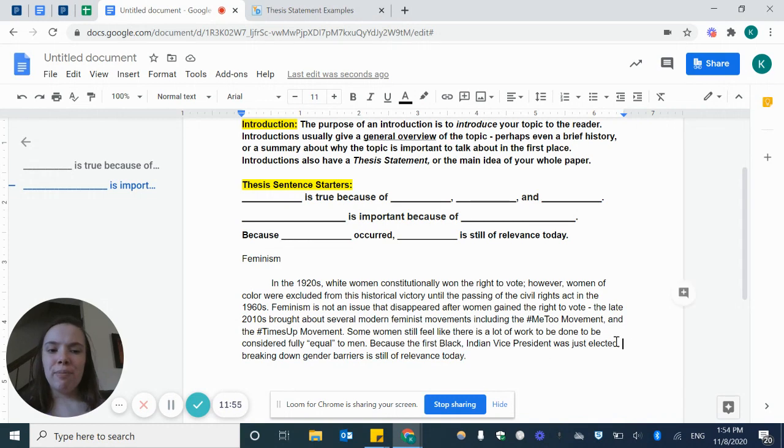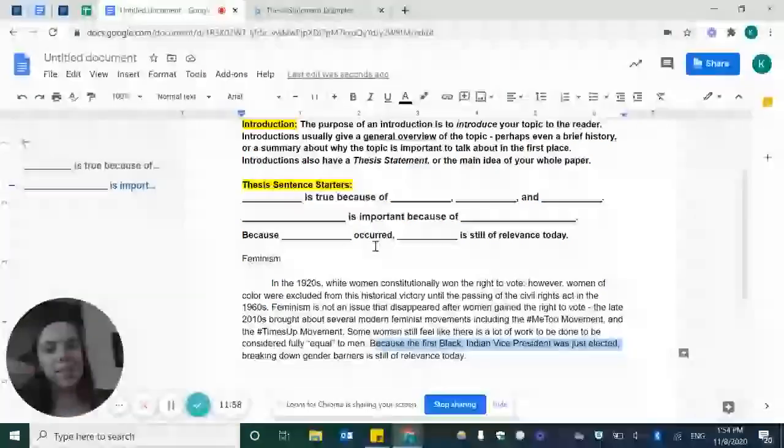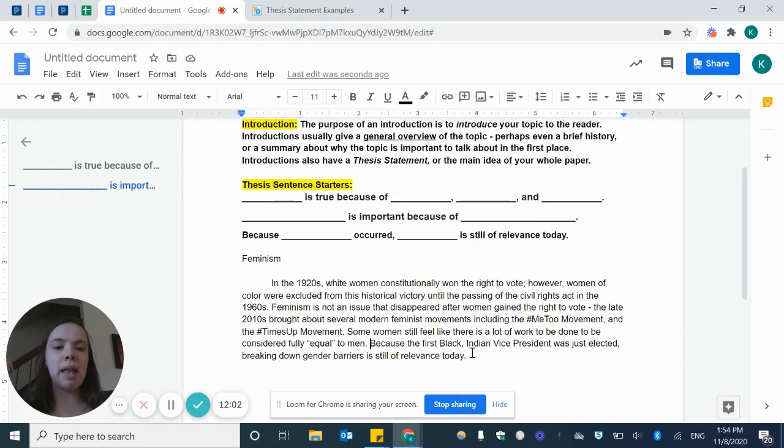You can see that I kind of messed with this format. Like I said, it has to make sense. If I said because the first Black Indian vice president was just occurred, that doesn't make sense. So change these to fit how you like. Maybe instead, I could say feminism is important because of the recent allegations against politicians, whatever is important because of blah, blah, blah. If your topic was homelessness, for example, you could say homelessness is important because people never know when they're going to be in financial hardship.